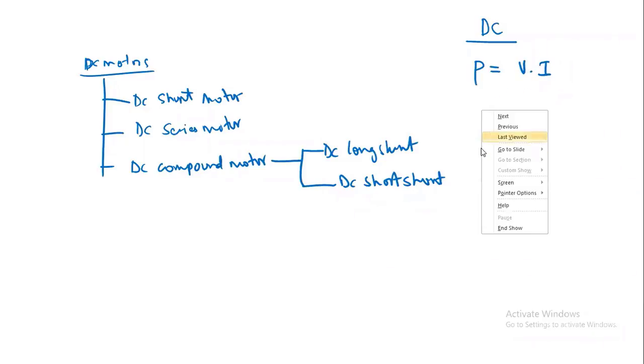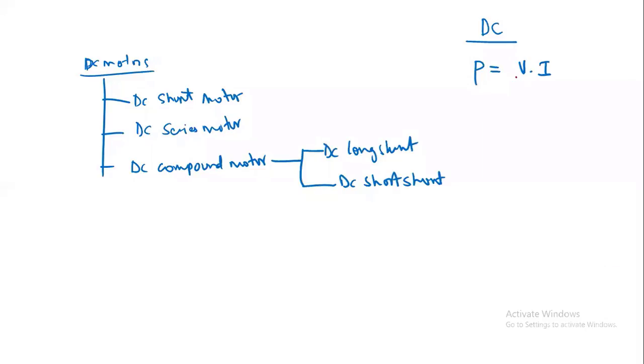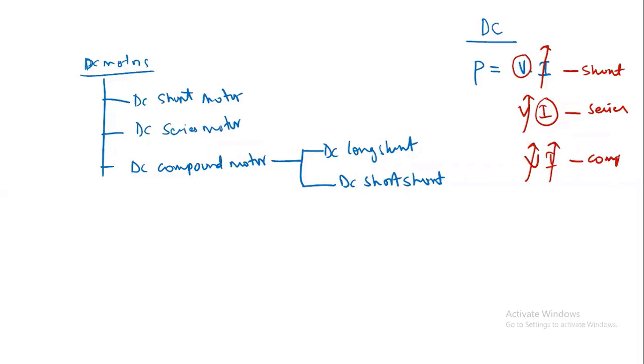When we look at this equation, we find that there are only two possible conditions. One time you can hold voltage constant and change current. Another time you can keep current constant and change voltage. Or you can design some voltage variation with current variation. If you keep voltage constant, it is shunt. If you keep current constant, it is series. If you include both of them, then it is compound.